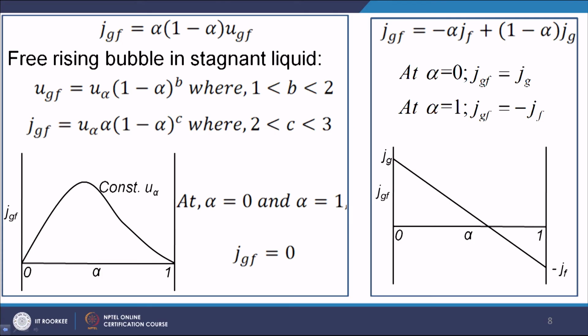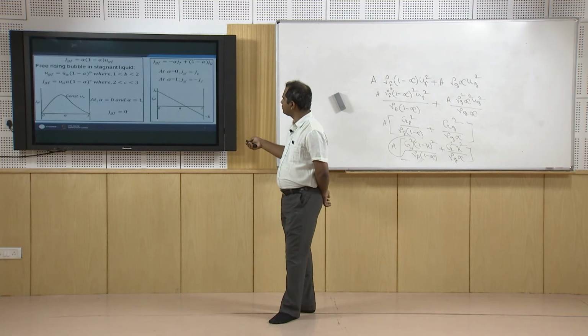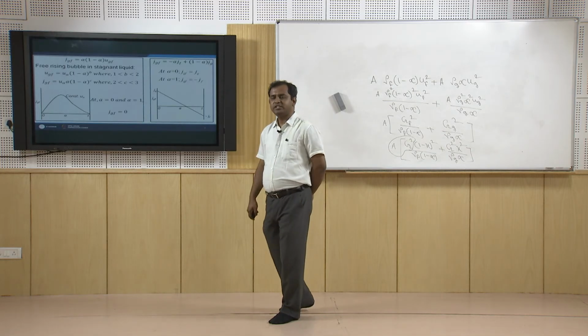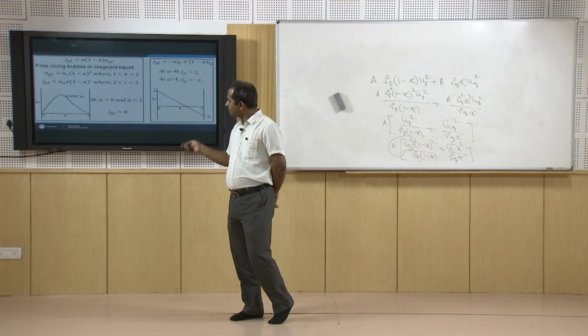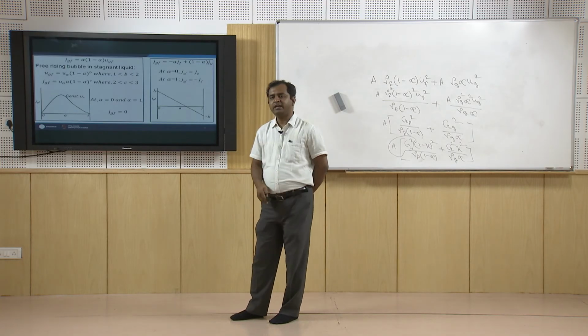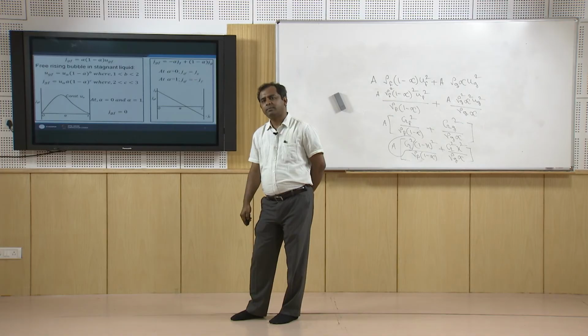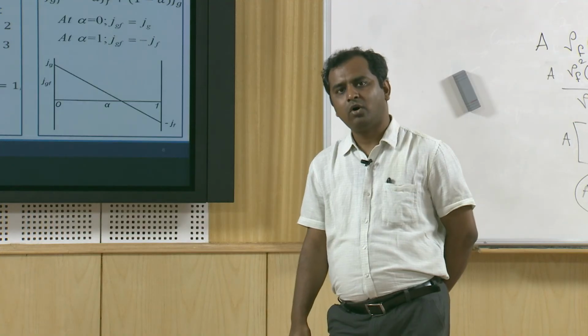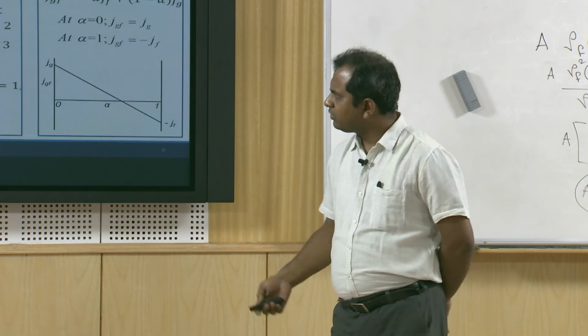So here, if alpha is 0, then we get JGF equals JG, which is on the positive side, let us say this is JG. Whenever alpha equals 1, JGF becomes the negative of the velocity magnitude of the liquid phase, so we come to the negative side, which is minus JF. If you join these two, we get a straight line for the JGF and alpha equation. Now, these two curves are very helpful for finding the operating point in a pipeline, whenever we have bubbly flow or slug flow into consideration.